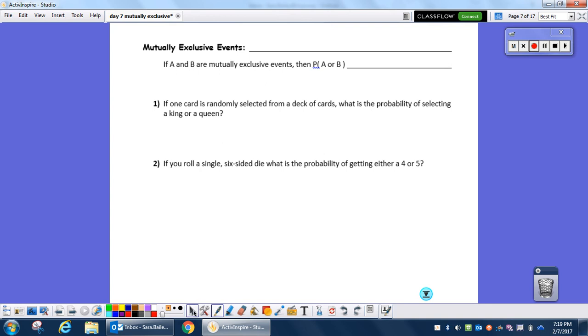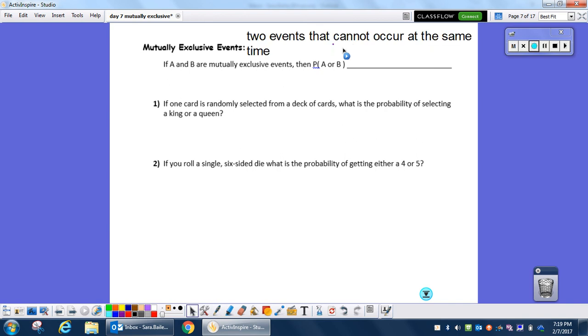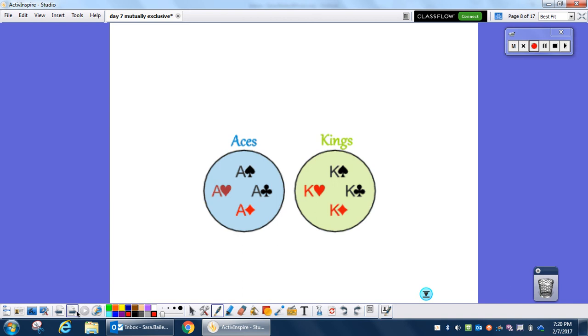A mutually exclusive event are two events that cannot occur at the same time. So I'll give you some time to write that down. So the big key word here is the probability of A or B, and you're going to have to decide if they're mutually exclusive or not. And then you just add the probabilities.